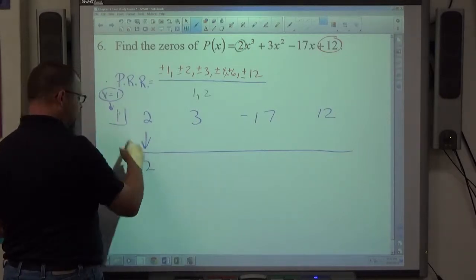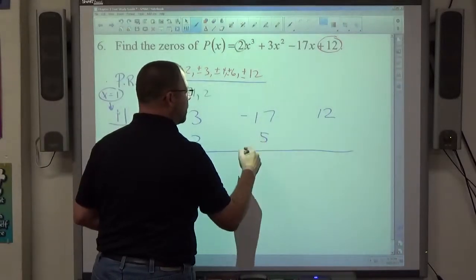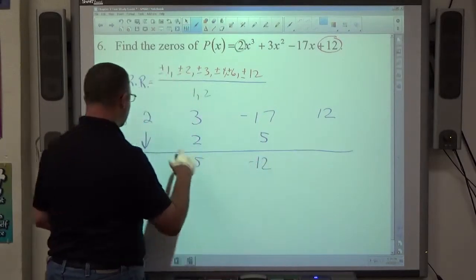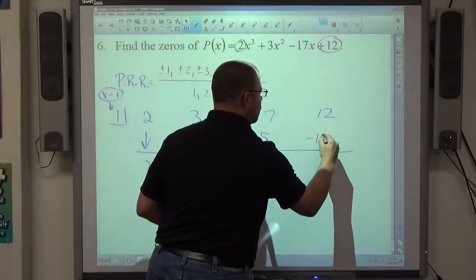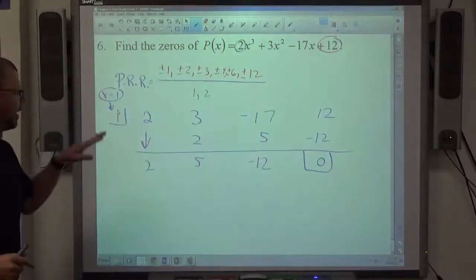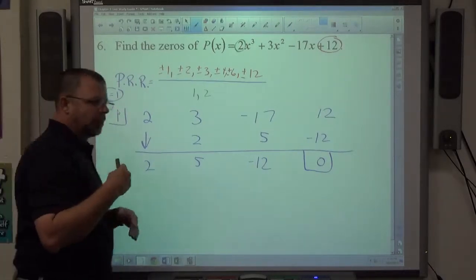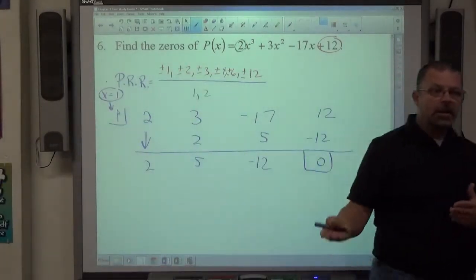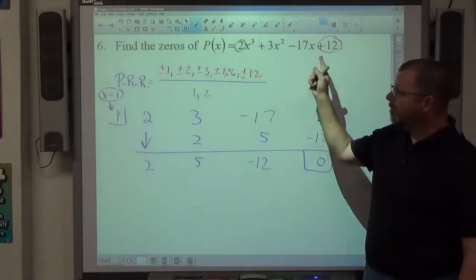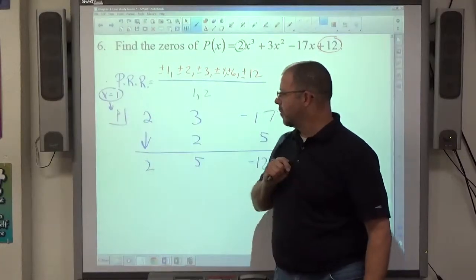So 2 goes there, 2 times 1 is 2, plus 3 is 5, 1 times 5 is 5, plus negative 17 is negative 12, 1 times negative 12 is negative 12, plus 12 makes 0. This remainder of 0 is what we're expecting. Again, some of you changed signs on homework. So with synthetic division, if you're dividing, you change the sign. If you're trying to evaluate a functional value, just put the number in.